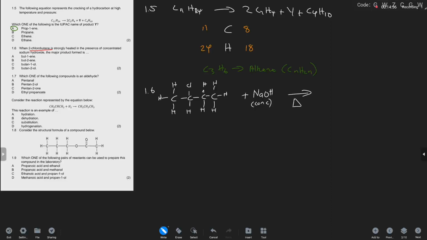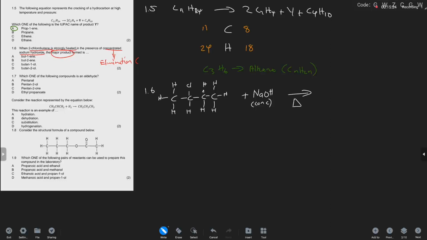Now, in this case, let's consider the information that we have: strong heat, right? So there's heating, and then we have concentrated sodium hydroxide, and the product must be a major product. So what type of reaction is going to take place there? If we have concentrated sodium hydroxide and there is no water, then we are going to have an elimination reaction. So that's the reaction that is going to take place.